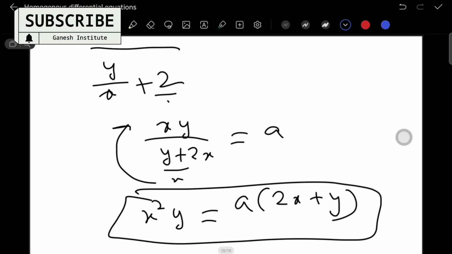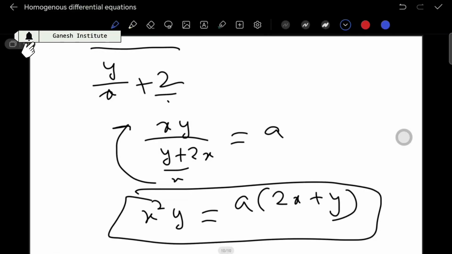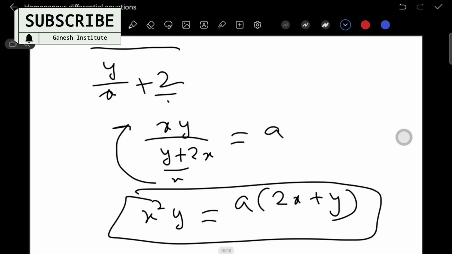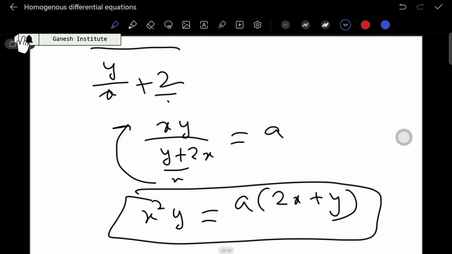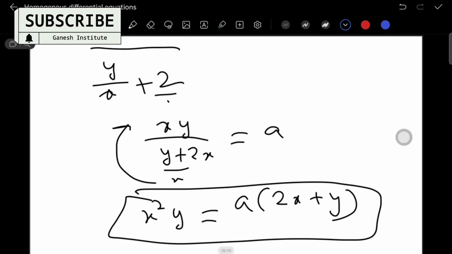solved homogeneous differential equation. I'm hoping that you've got this idea that in order to separate the variables, in homogeneous form we have to assume something so that variables can be separated.